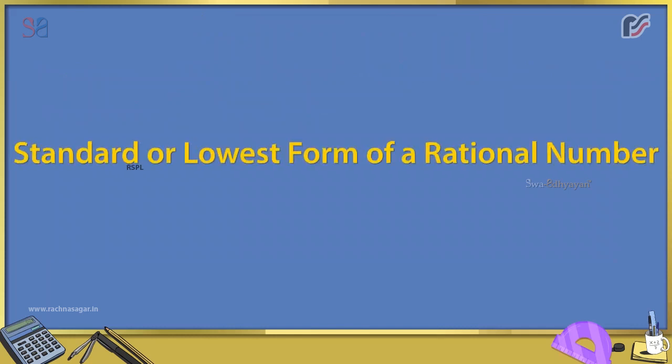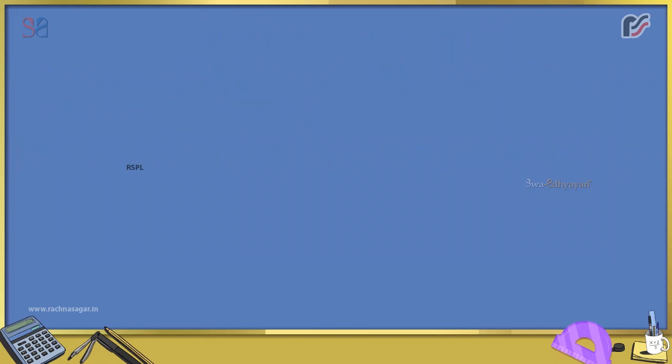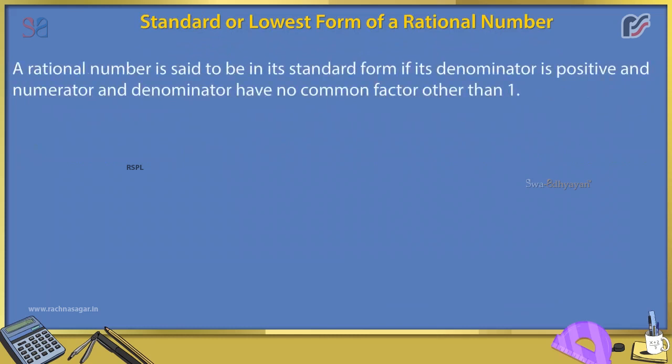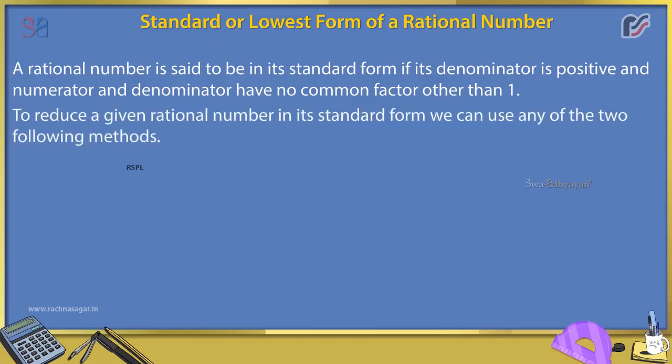Standard or lowest form of a rational number. A rational number is said to be in its standard form if its denominator is positive and numerator and denominator have no common factor other than 1. To reduce a given rational number to its standard form, we can use either of the two following methods.